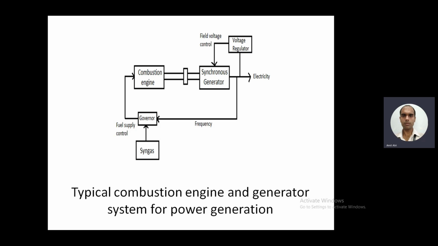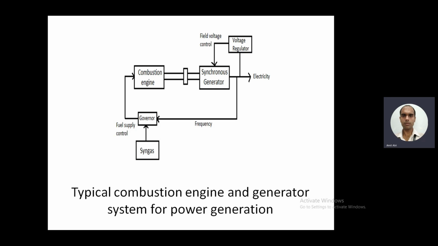So how can we do that? We can reduce the fuel supply to the combustion engine. How is it done? By using this governor. The fuel being supplied to the combustion engine, here the syngas, can be controlled. The governor can supply less fuel to the combustion engine. So correspondingly, the power generated by the generator, which is mechanically coupled to this combustion engine, will also decrease.